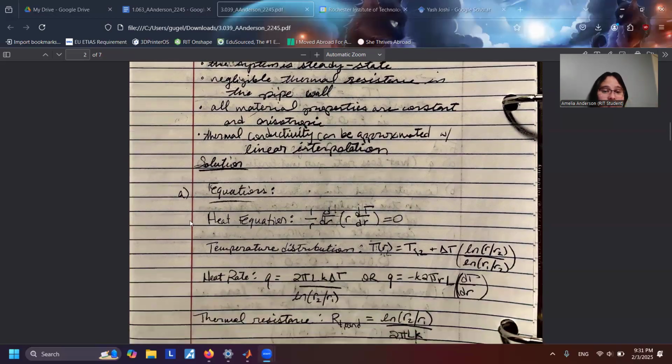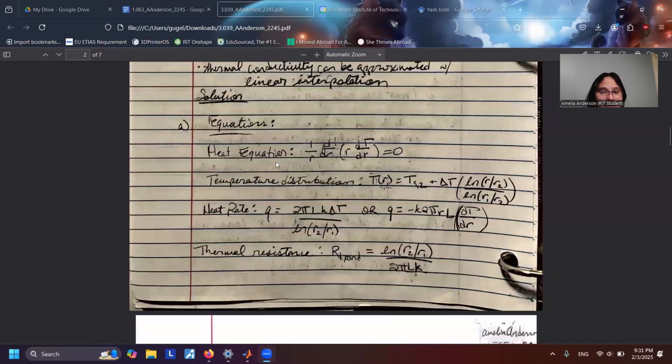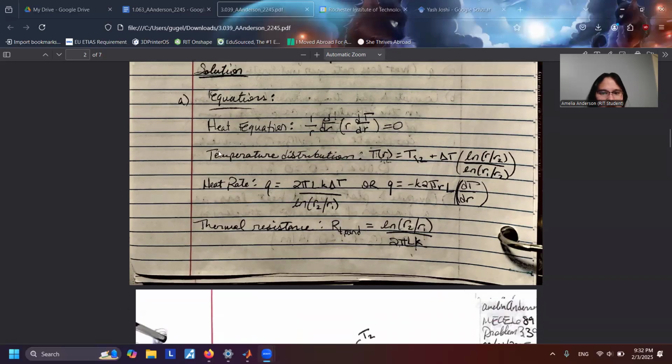So for solutions, we've got a couple of relevant equations here. We've got our heat equation. This has already been simplified. This is the cylindrical heat equation for steady state, because you can see there's no change in temperature with time, and it's also one-dimensional in the radial direction. We are also saying the temperature distribution. Actually, this equation is not relevant for this problem.